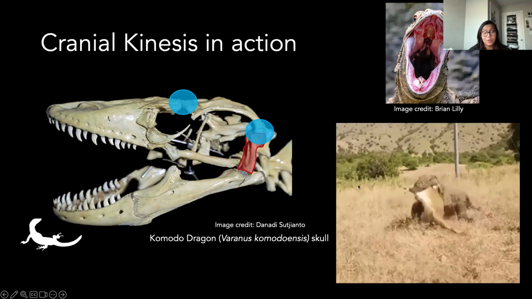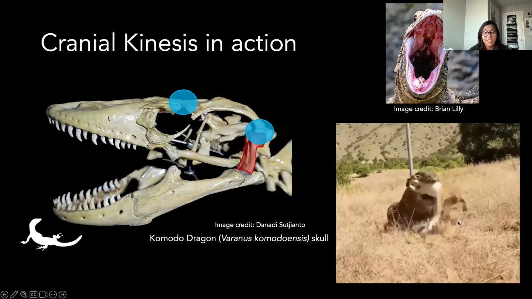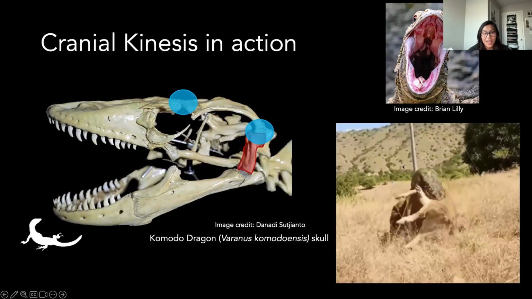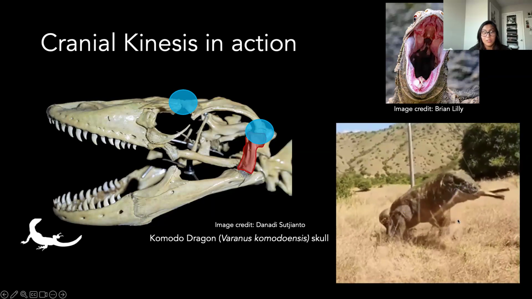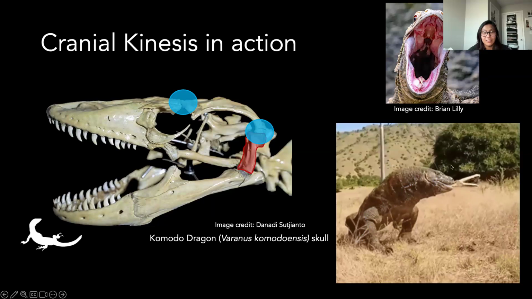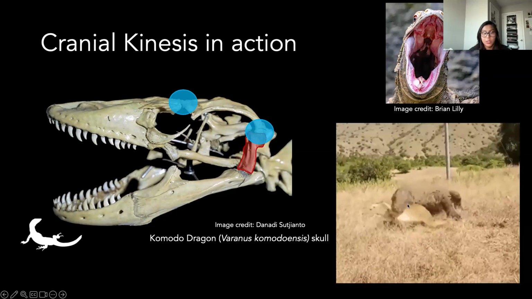And an example of how they're using this to their advantage is this little video I have here of a Komodo dragon swallowing its prey whole. So this is a baby goat. Often, if the prey is small enough, they will swallow it whole.